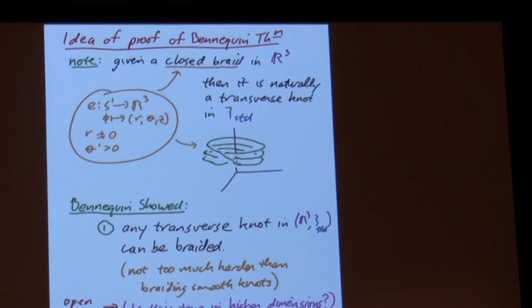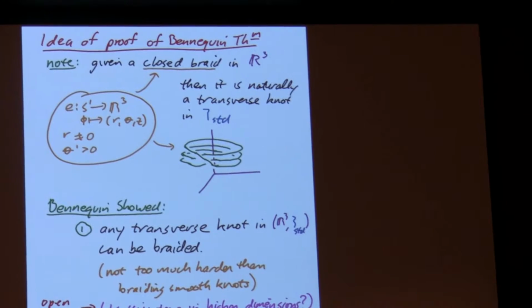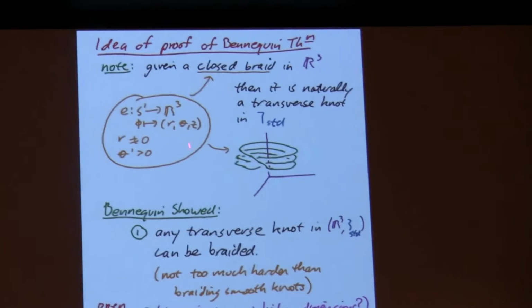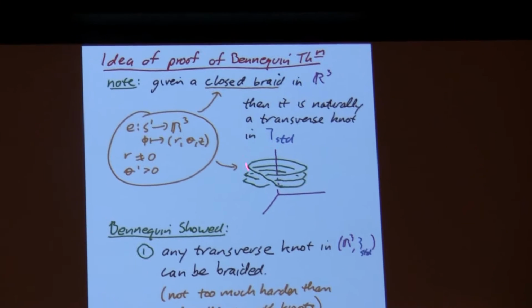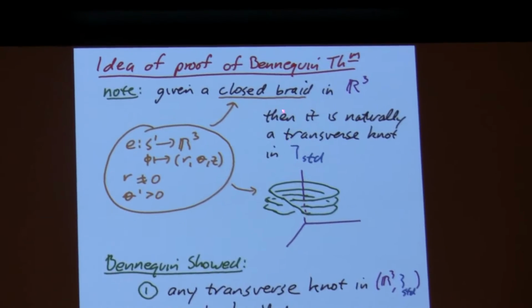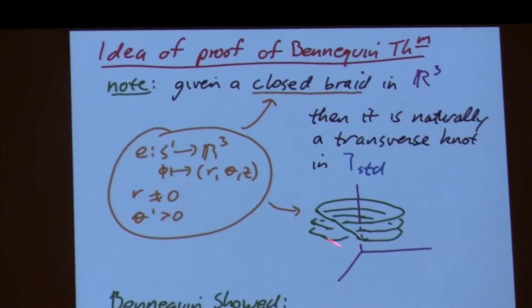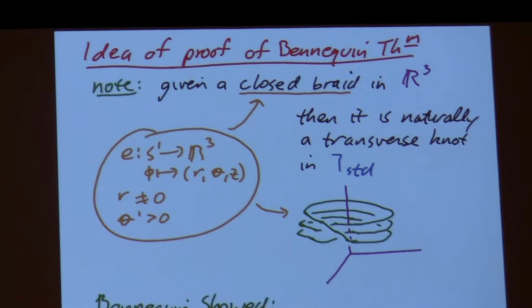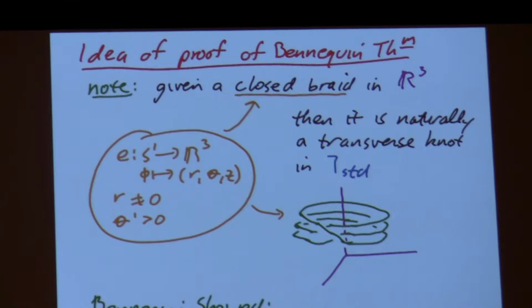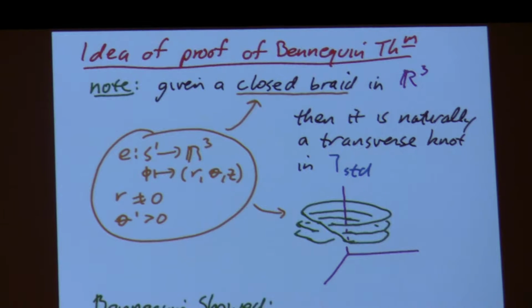So what are the ideas? The first idea is, notice that if you have a closed braid in R3. So what is a closed braid? Here's a picture of a closed braid. It's an embedding of a circle, a knot, that's disjoint from the z-axis. We'll call that the braid axis, and the parameterization is such that the theta component is always increasing. So it looks like you've got some strands that have been braided around and close up on themselves.